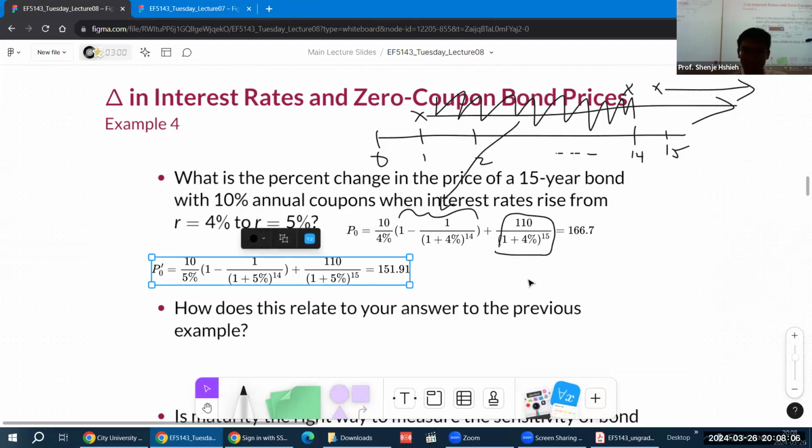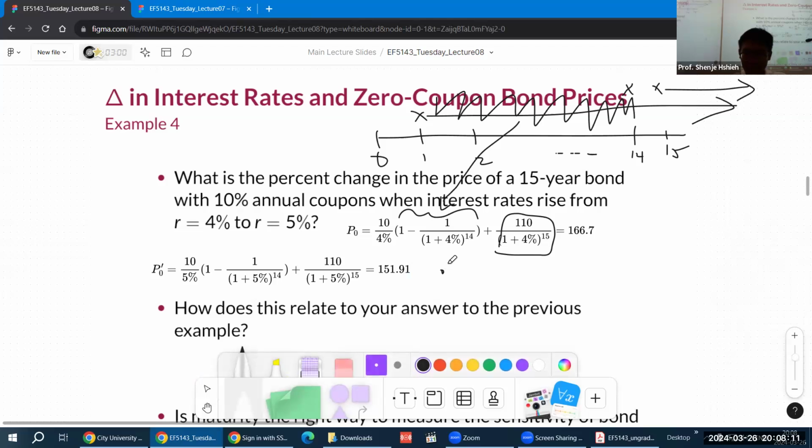Okay. And therefore, if you calculate, I'm just going to write this because it's a little bit of a hassle. The percent change in P, if you calculate it, is going to be negative 8.5. So surprisingly, a longer maturity plus coupon payments gives you price sensitivity that's even less. So there's some hedging going on with having intermittent cash flows.